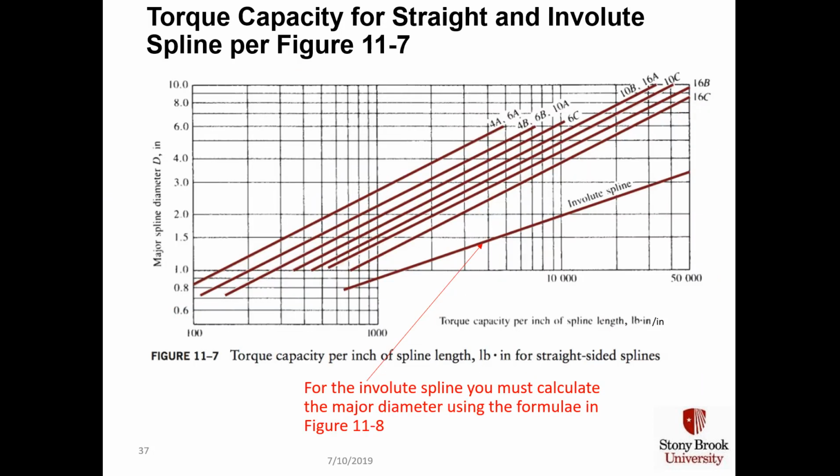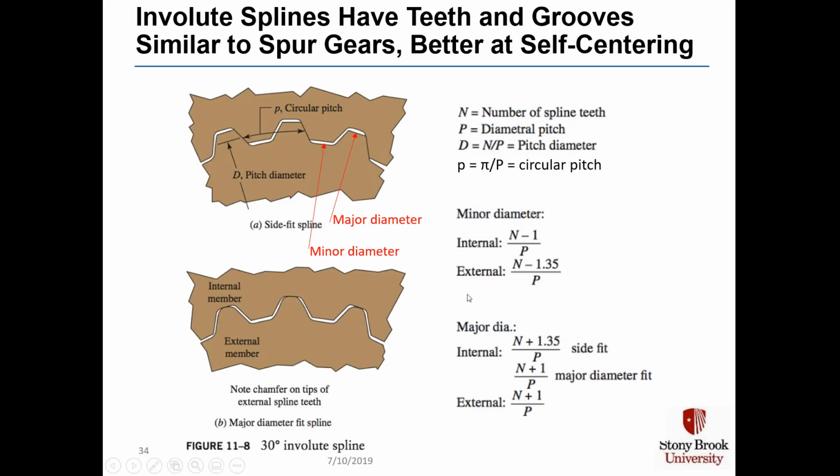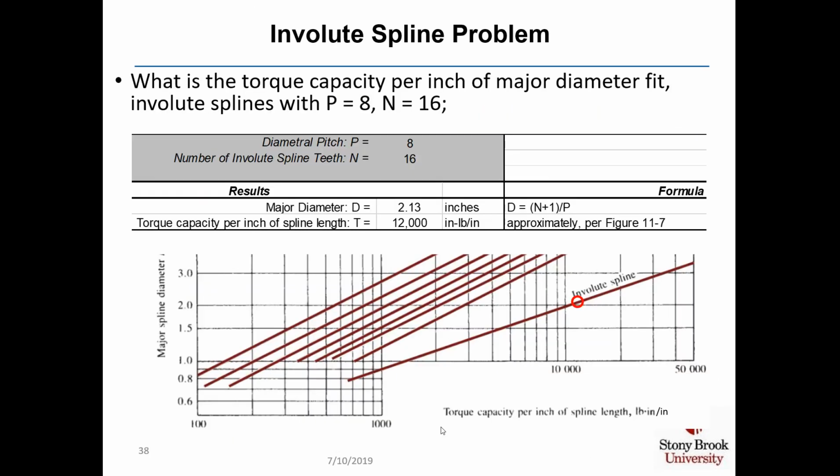The torque capacity for straight and involute splines is shown per figure 11-7. The major spline diameter D is shown on the y-axis. The x-axis shows the torque capacity per inch of spline length in pound-inches per inch. The x-axis is logarithmic. And for the involute spline, you must calculate the major diameter using the formula in figure 11-8, which are these.